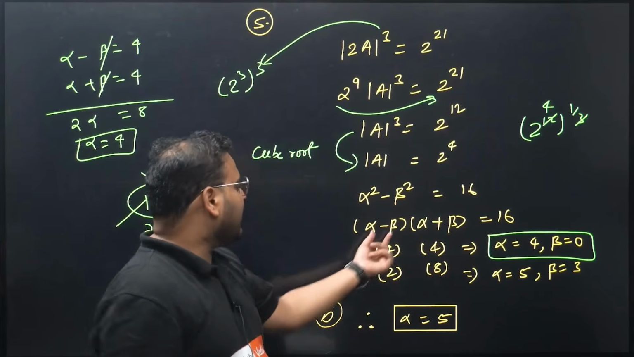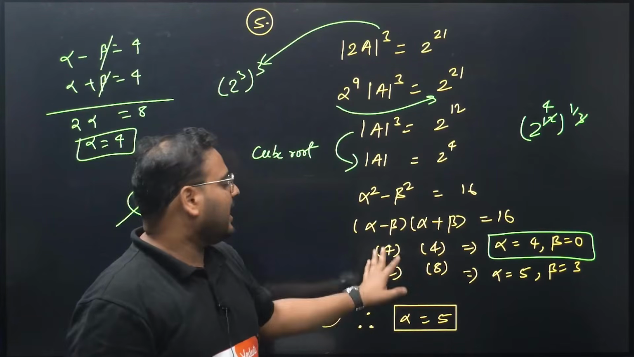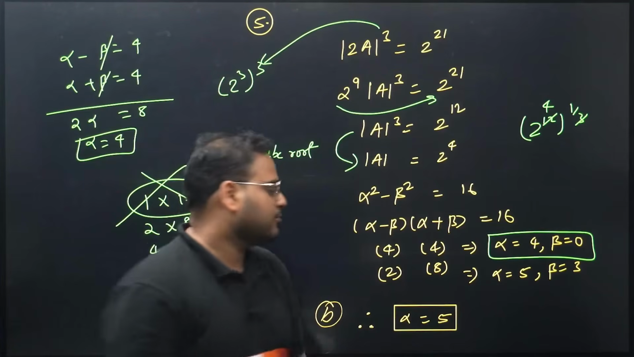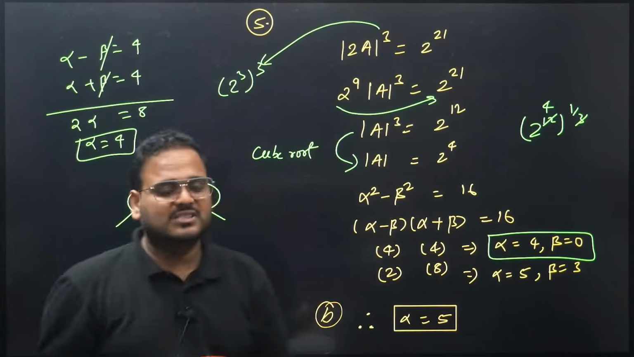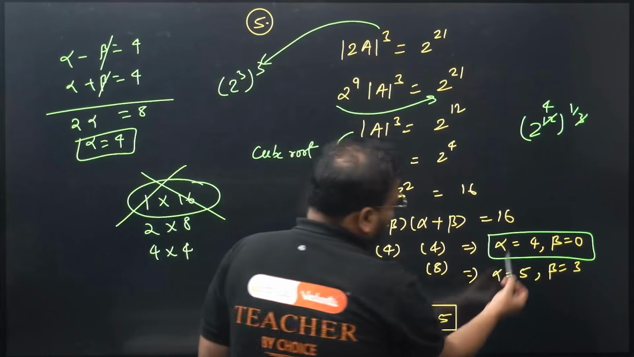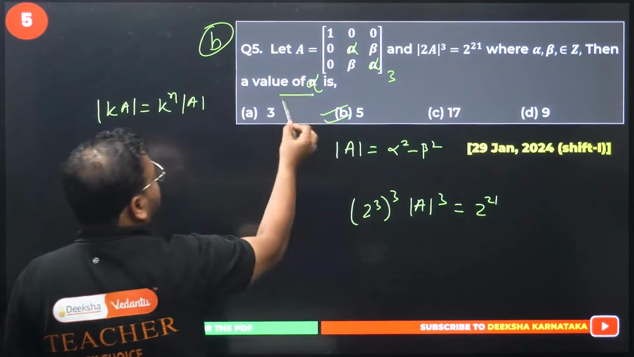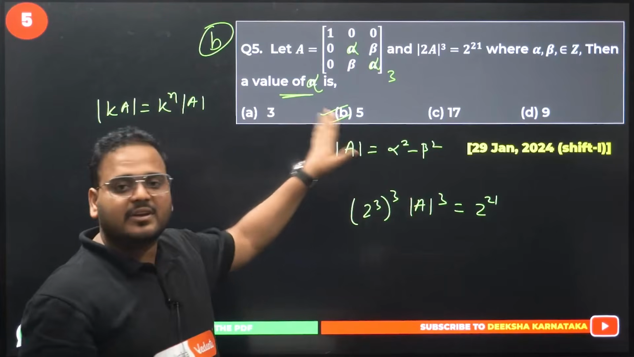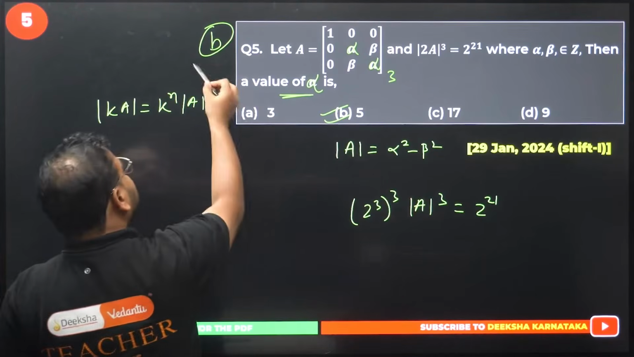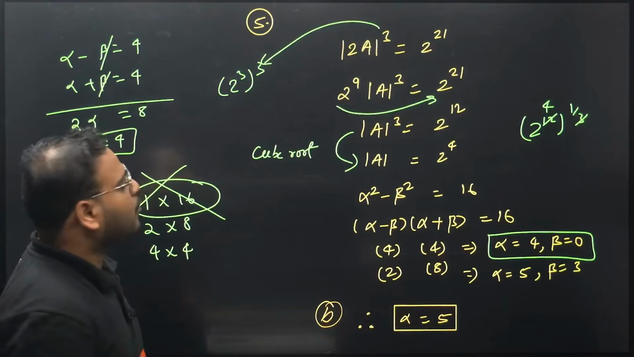Same way, alpha minus beta is 2, alpha plus beta is 8. Solve that, you'll get alpha is 5 and beta is 3. Difference of that is 2, sum is 8. So we have alpha values as 4 and 5. They're asking us the value of alpha only, 4 and 5. Is there a 4 in the given options? No. We have only 5 given as an option. That's why we have picked that as the correct choice. Option B is correct. I hope all of you got it right.